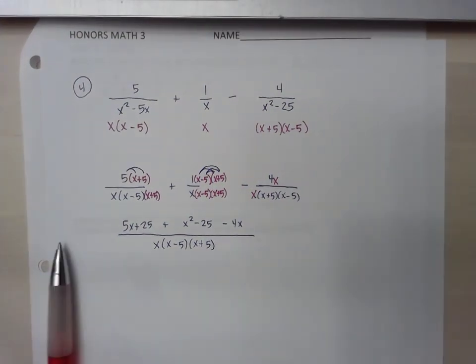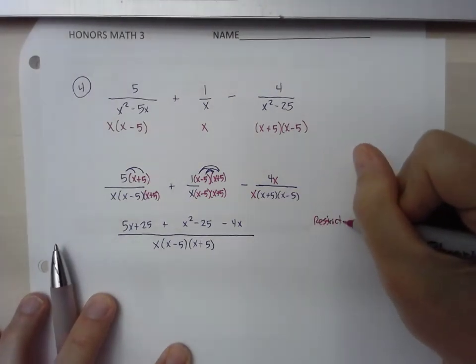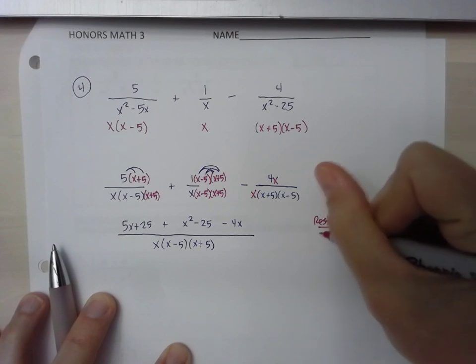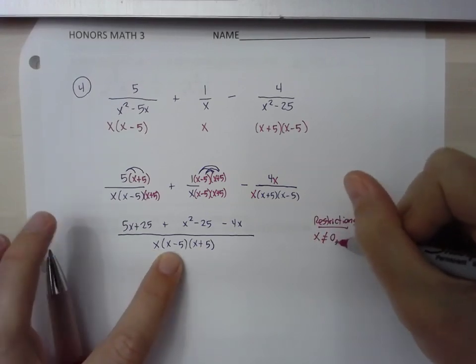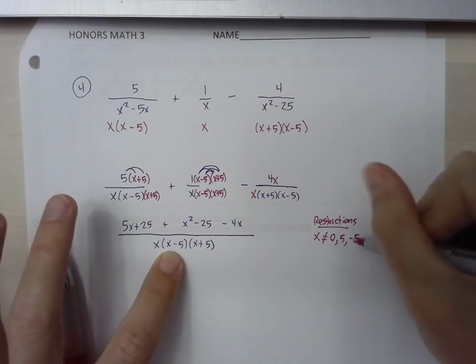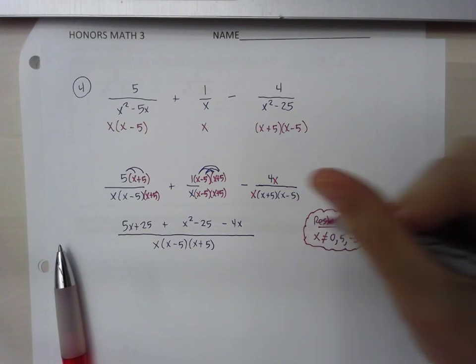So not too bad. Let's look at our restrictions real quick. Again, just what makes the denominator equal to 0. So x cannot be 0, 5, and negative 5. And I won't write the domain for this, but the domain would be all real numbers except 0, 5, and negative 5.